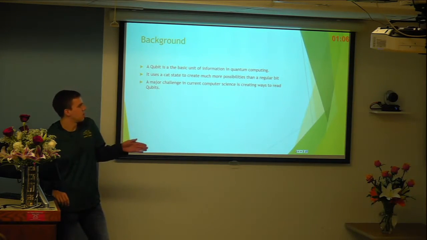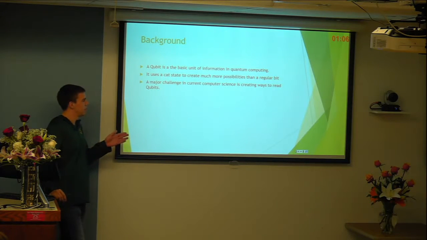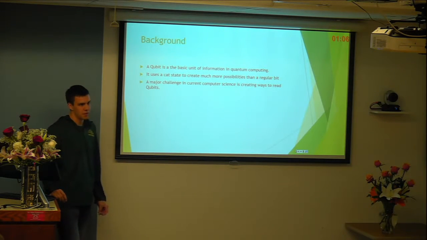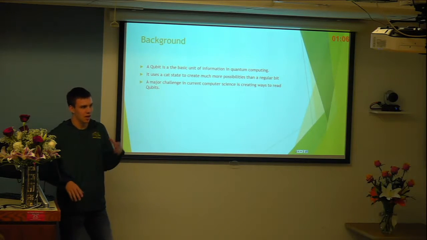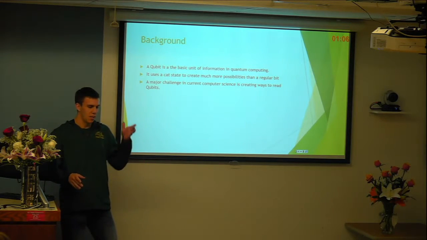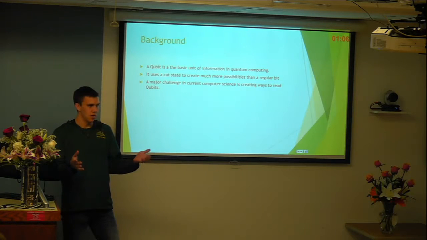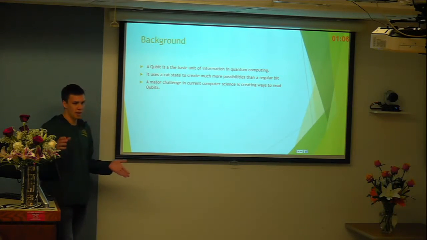And a qubit, a little bit more background. So this is getting into more of the quantum computing and quantum information. A qubit is a basic unit of information in quantum computing. Much like a bit in regular computing, a bit can only have 0 and 1, whereas a qubit can have any of the values in between. And it does this by having a cat state, or just a superposition of states.